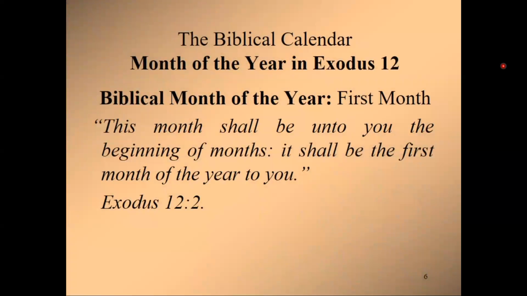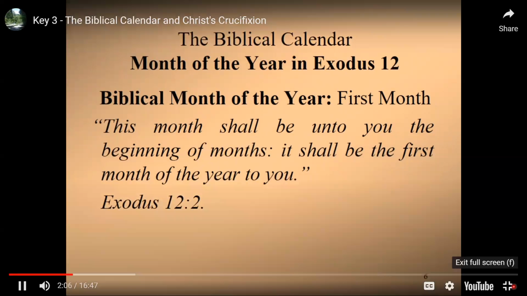The biblical calendar and the month of the year in Exodus chapter 12. The biblical month of the year is the first month according to Exodus chapter 12 verse 2. This month shall be unto you the beginning of months. It shall be the first month of the year to you.